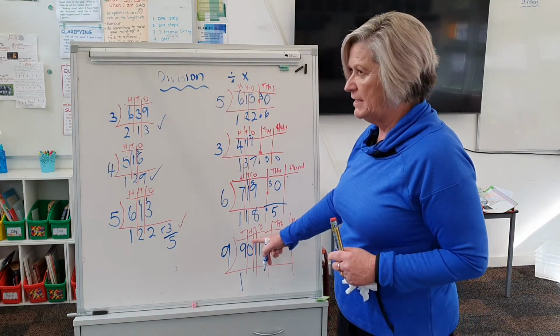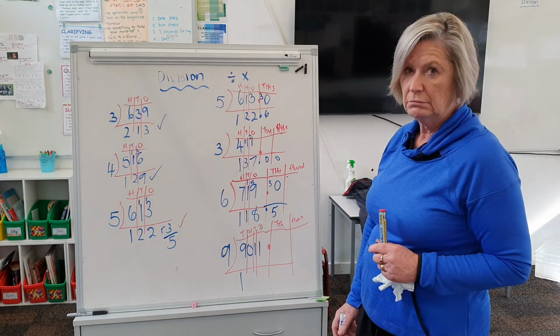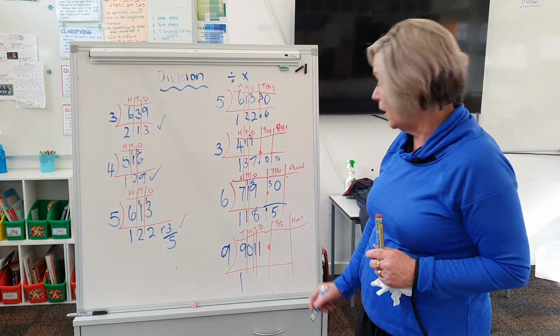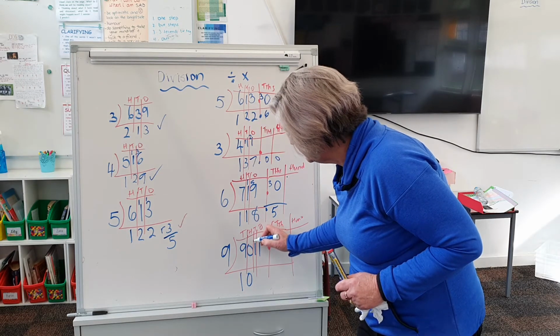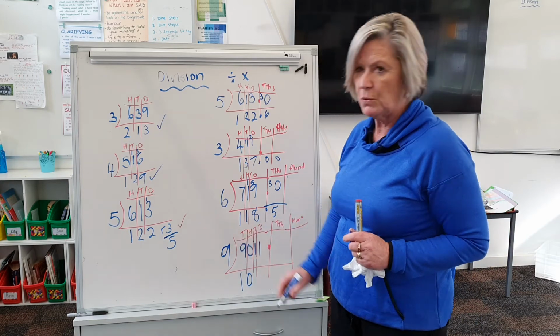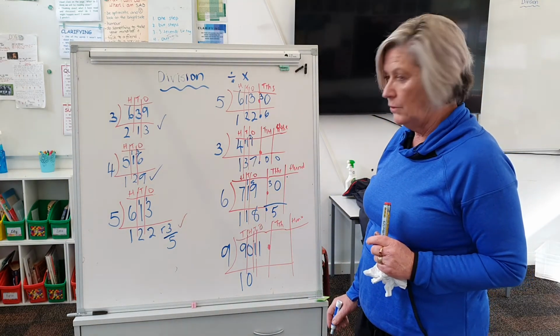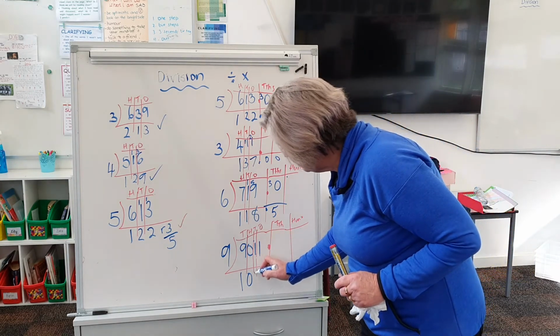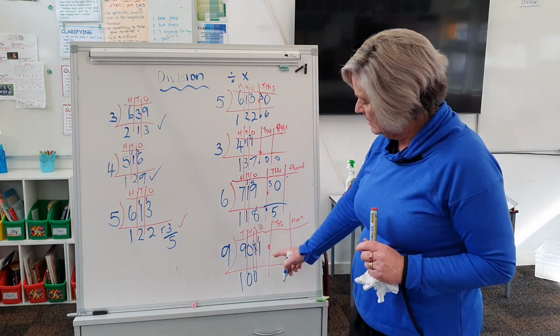Oops, now I'm a bit stuck. 0 shared between 9. Can I do it? No. So when I cannot do it, I have to put a 0, and then I move on to the next number. 1 shared between 9. Can I do it? No. So I've got to put a 0 again, and then I'm going to cross that out and put it into the ones column.